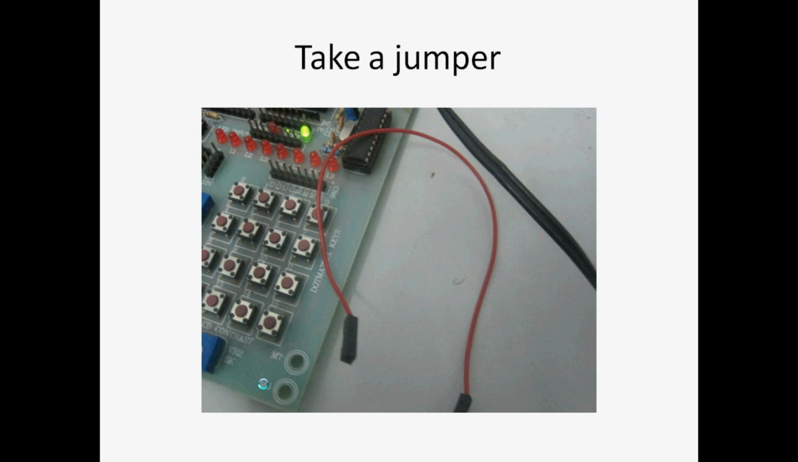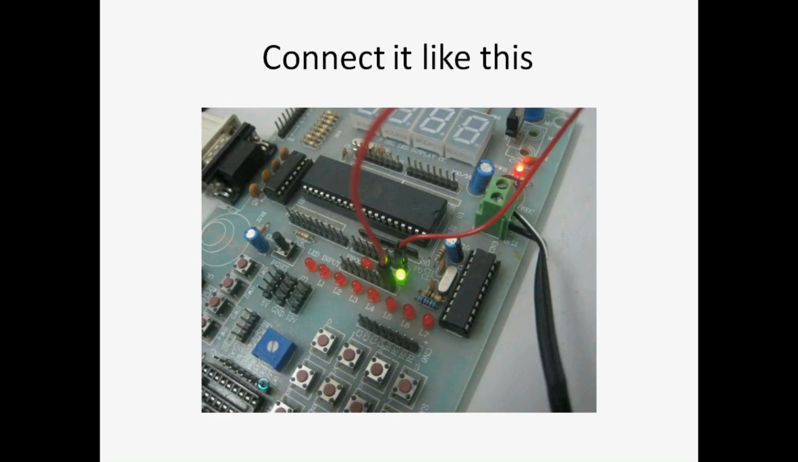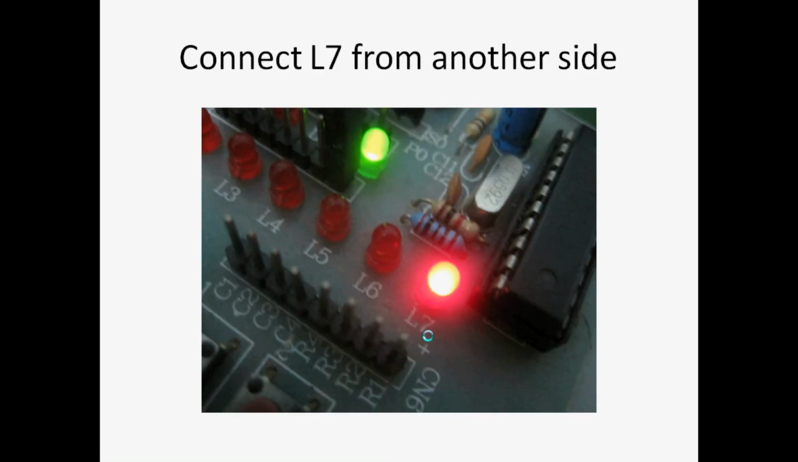To make a circuit, first of all take a jumper. With the help of the jumper, connect the P0 pin, the 0th pin of port 0, to the LED pin. Actually this LED is L7. So when you connect the 0th pin of port 0 to LED 7, it will glow because of the default state 1 of the pin.